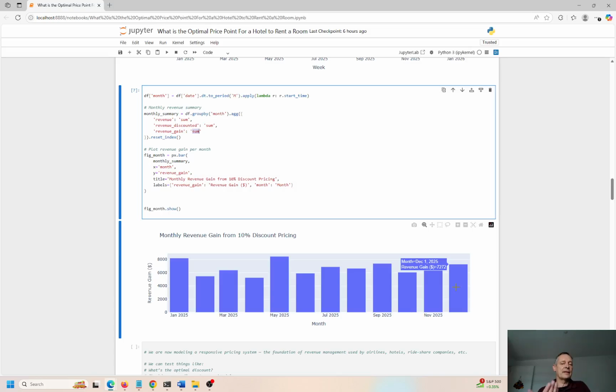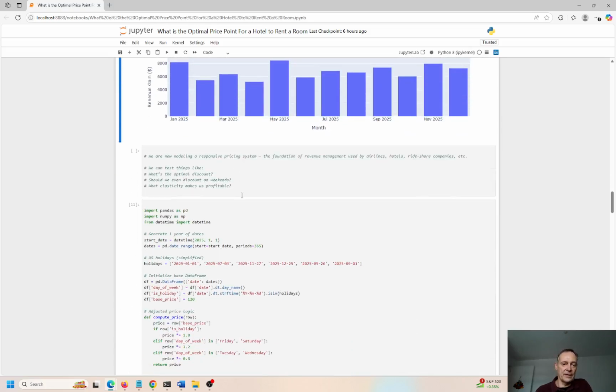Take that to your boss. Hey, I just made you 46K. Okay, 46 grand, 46 big. Just by lowering the price 10%. You don't have to do anything else. That's it. You just made an extra 46,000. You're welcome. Thank you very much.